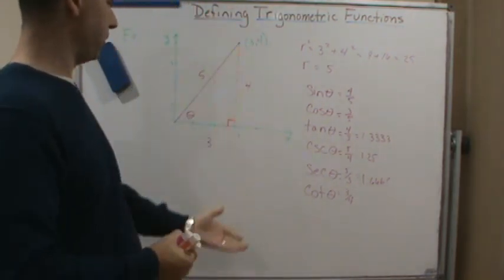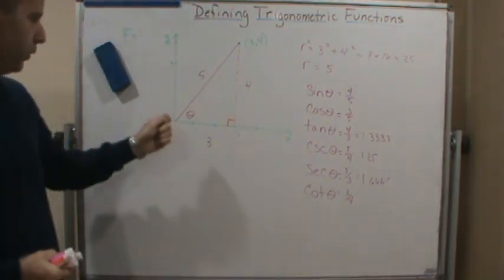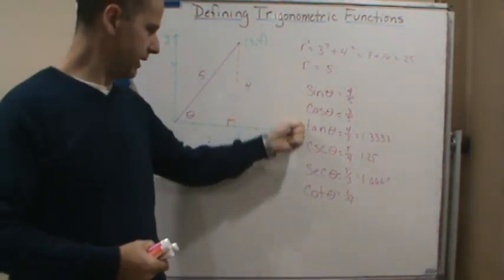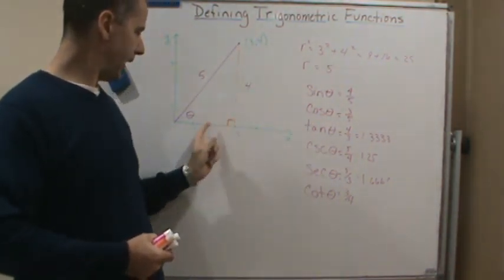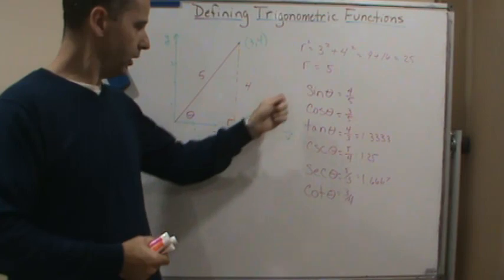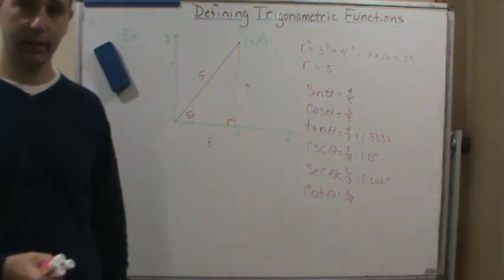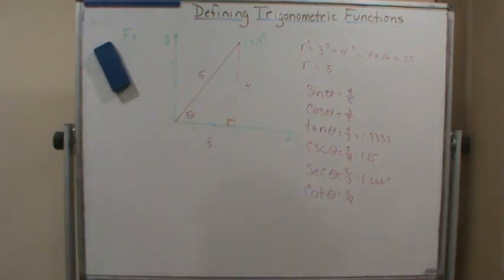So that's the example. That's an example of where you're given a point and you can use that point and the relationship of a right triangle to evaluate the trigonometric functions.